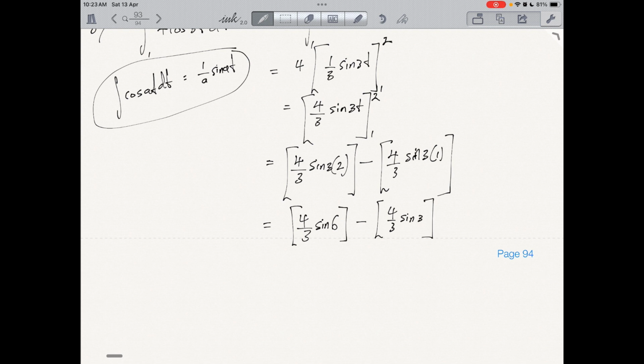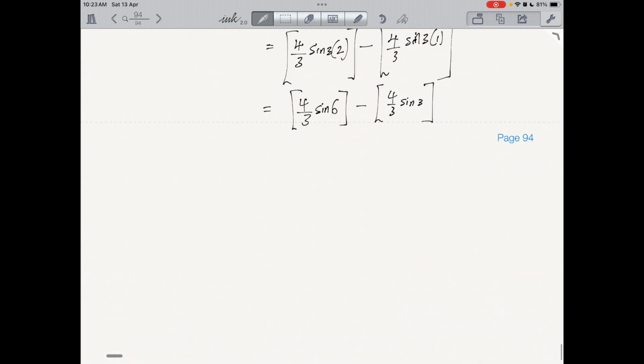Now sine 6 here, 6 here is in radians, 3 here is also in radians. So when you plug it into the calculator to evaluate in radians, this will give us minus 0.37255 minus 0.18816. Simplifying this, we'll have minus 0.5607.